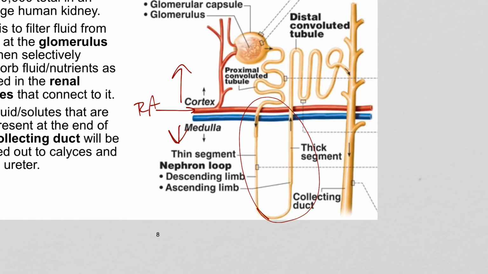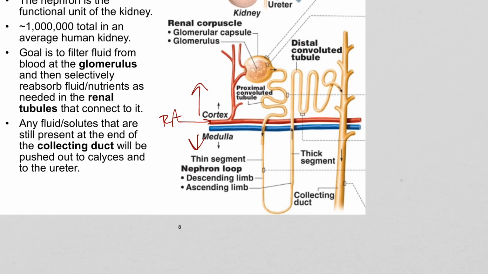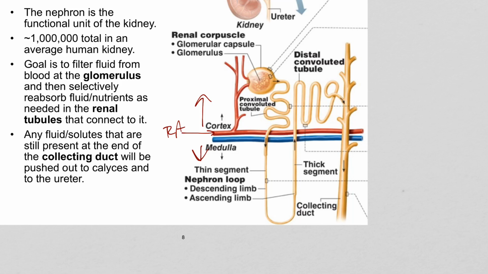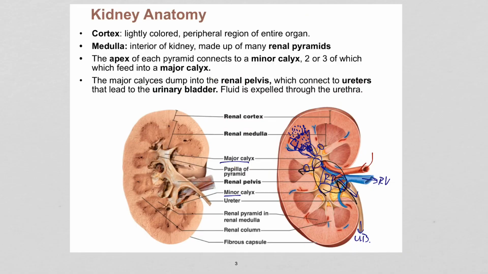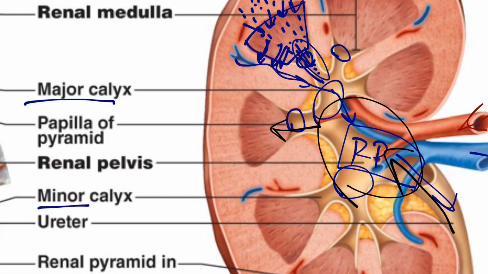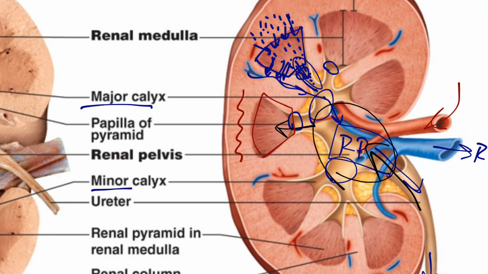This loop down here, you'll see it called nephron loop, renal loop, sometimes the loop of Henle after the guy that discovered it, all the same thing. That's all in the medulla. So if you're looking back on this page, cortex out here is where you would find glomeruli and PCT, DCT, and then the medulla, those renal pyramids are where you would find the loop.